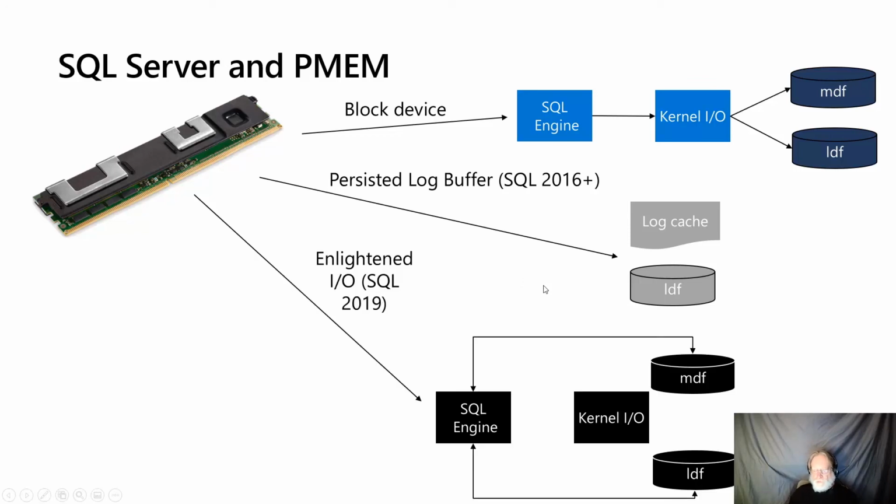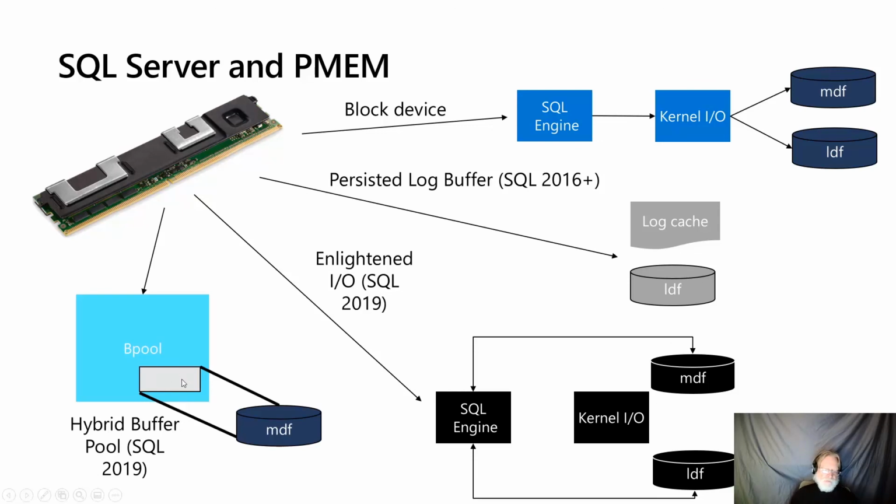Enlightened I/O is something that we're working on right now, where the SQL engine, if we map the MDF or LDF files as PMEM, then we can do kernel I/O directly to those files from the SQL engine. So we can basically sidestep the whole OS I/O stack. A hybrid buffer pool is also in SQL Server, where we map the MDF file into a range of memory within the buffer pool. So it looks like we're dealing with the buffer pool, but we're dealing with the storage, so there's no need to flush pages back out.